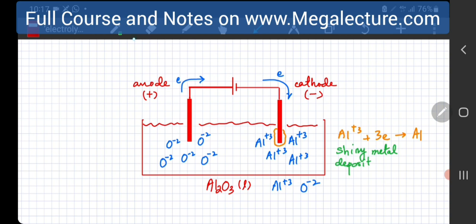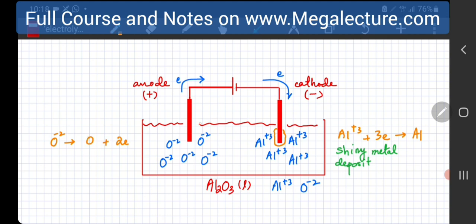And on the other side, the O minus 2 ions, the battery is going to take away electrons from it. So your O minus 2 would be losing electrons. Minus 2 means it's got 2 extra electrons, and your O minus 2 is going to give those electrons to the battery. So O minus 2 would lose 2 electrons, and it's going to become a neutral oxygen atom.